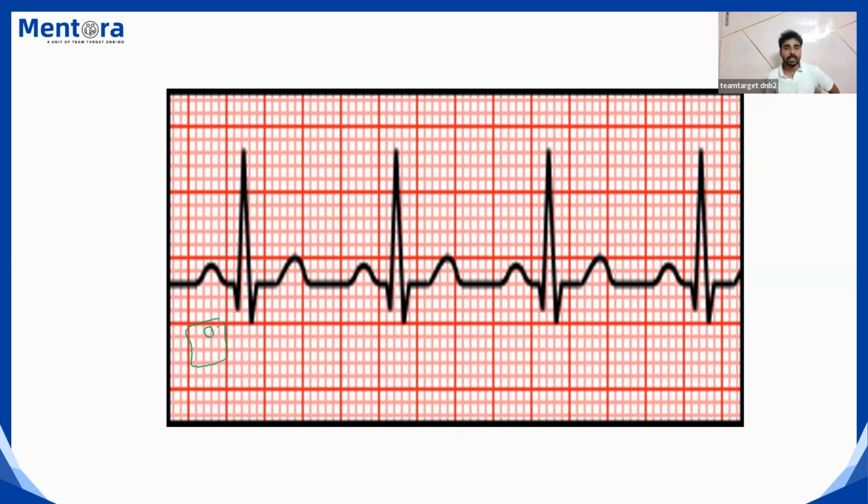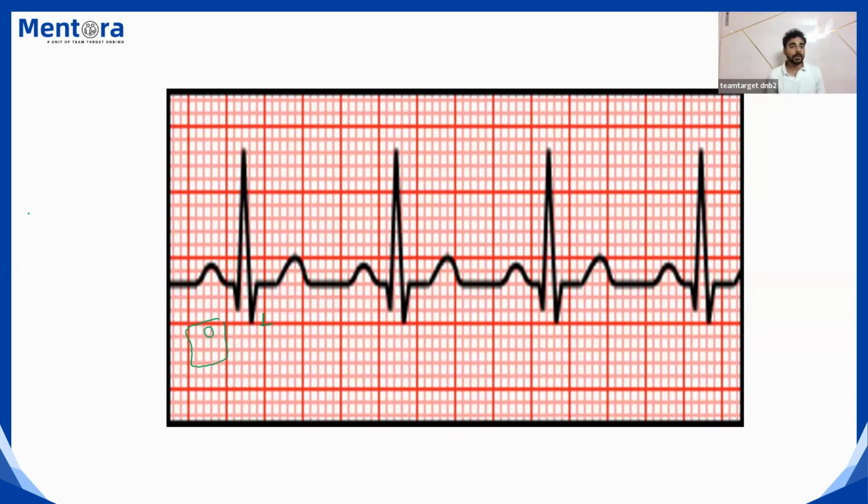And each large box contains 5 small boxes. And each small box is 1 mm horizontal and 1 mm vertical. Very important. So this is the basic calculation which we already studied since beginning. There is small box in ECG and large box in ECG, and large box contains 5 small boxes. And each small box is 1 mm horizontal and 1 mm vertical.